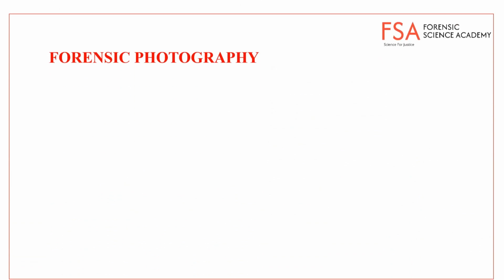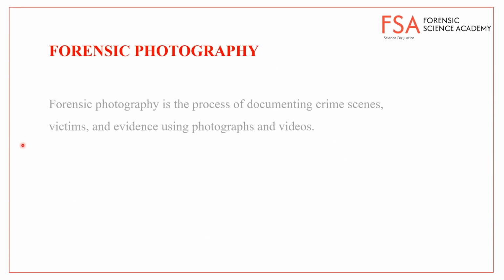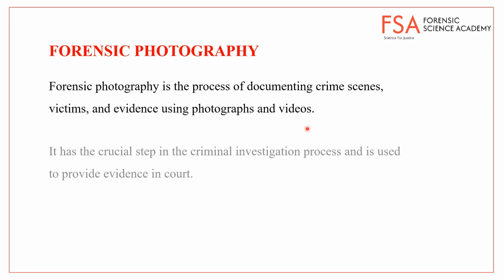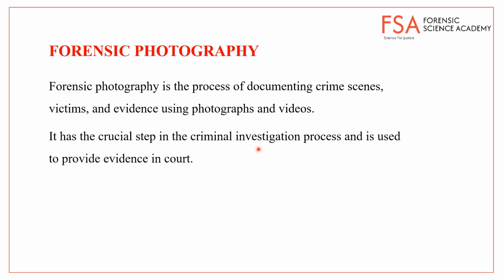Then coming to forensic photography. Forensic photography is the process of documenting crime scenes, victims, and evidences using photographs and videos. It is a crucial step in the criminal investigation process and is used to provide evidence in the court. Forensic photography plays a very crucial role because it is admissible in the court. Forensic photography is nothing but the documentation of the crime scene. How is the documentation done using photography?